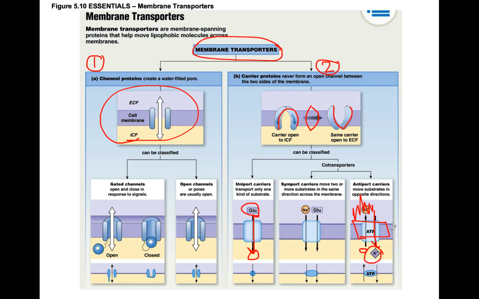So with that being said, we'll cover that more in just a moment. I do want to go over these words: uniport carrier, symport carrier, and antiport carrier. Uniport carrier, uni means one. That means it's moving one thing in one direction. Symport carrier, sim means same. So you're moving two things in the same direction. Or antiport carrier, anti means opposite. You're moving two things in the opposite direction.